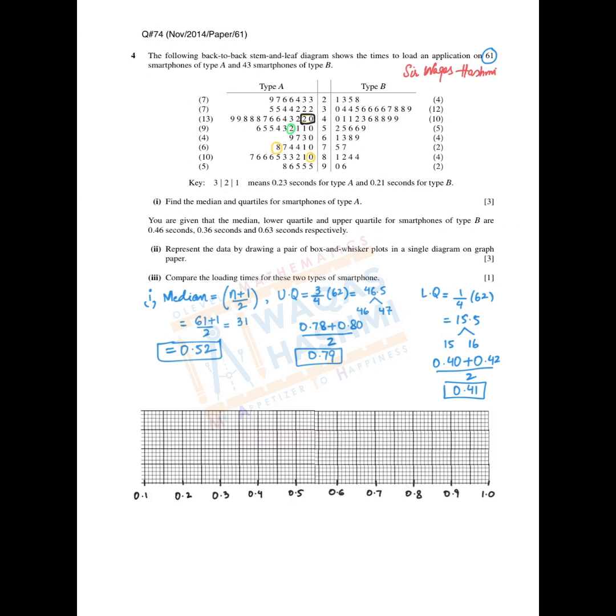For the second part, it says you are given the median, lower quartile and upper quartile for smartphones of type B. Represent the data by drawing a pair of box and whisker plots in a single diagram on graph paper. I have constructed this graph paper with the values on the x-axis, and now we construct the box and whisker for type A and type B, both of them. So let's start with type A first.